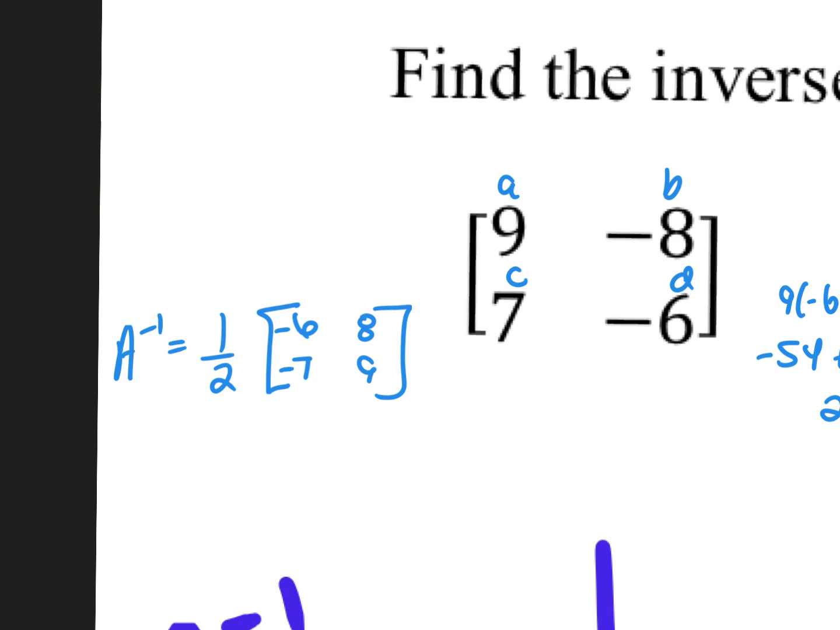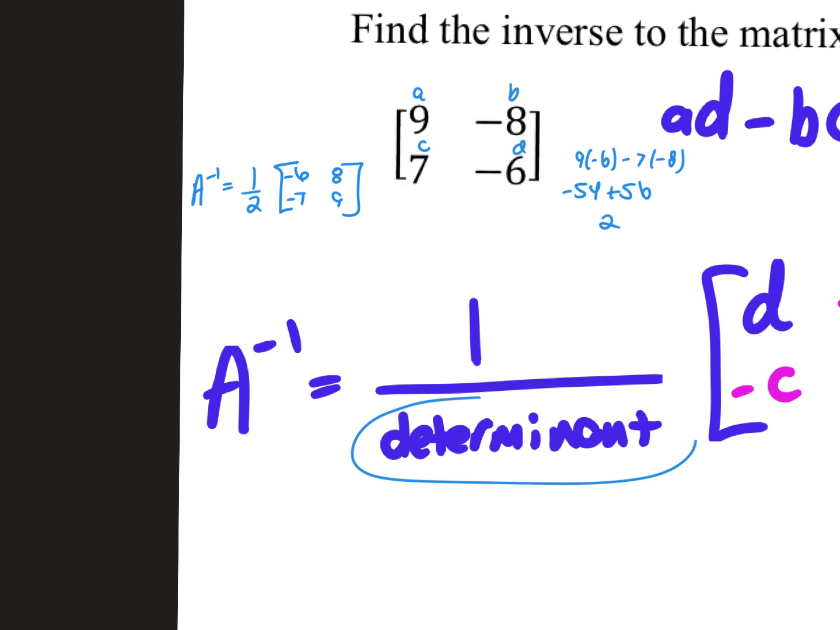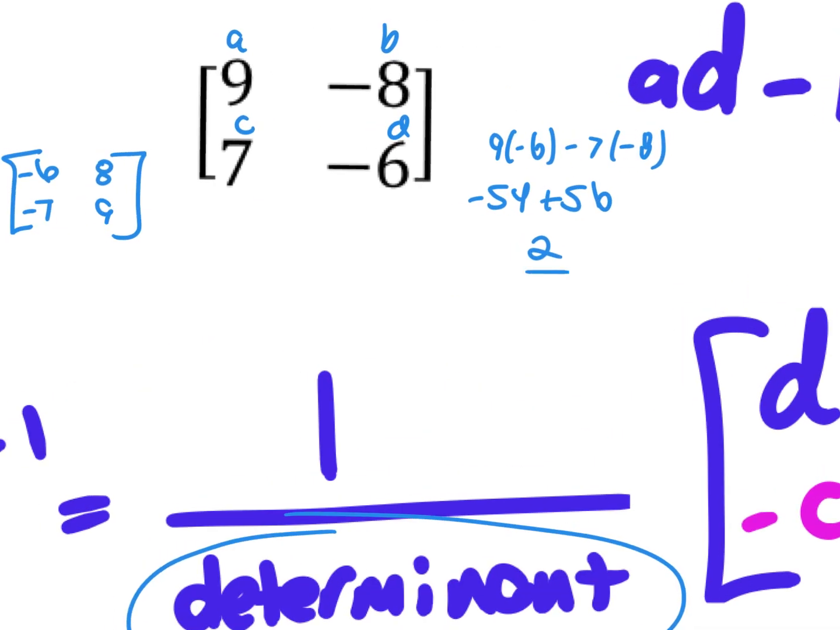Where did the 1/2 come from? Because you're going to find the determinant, and it goes underneath the 1 in front. So our determinant right here was 2. So 1/2 is the 1 over 2.